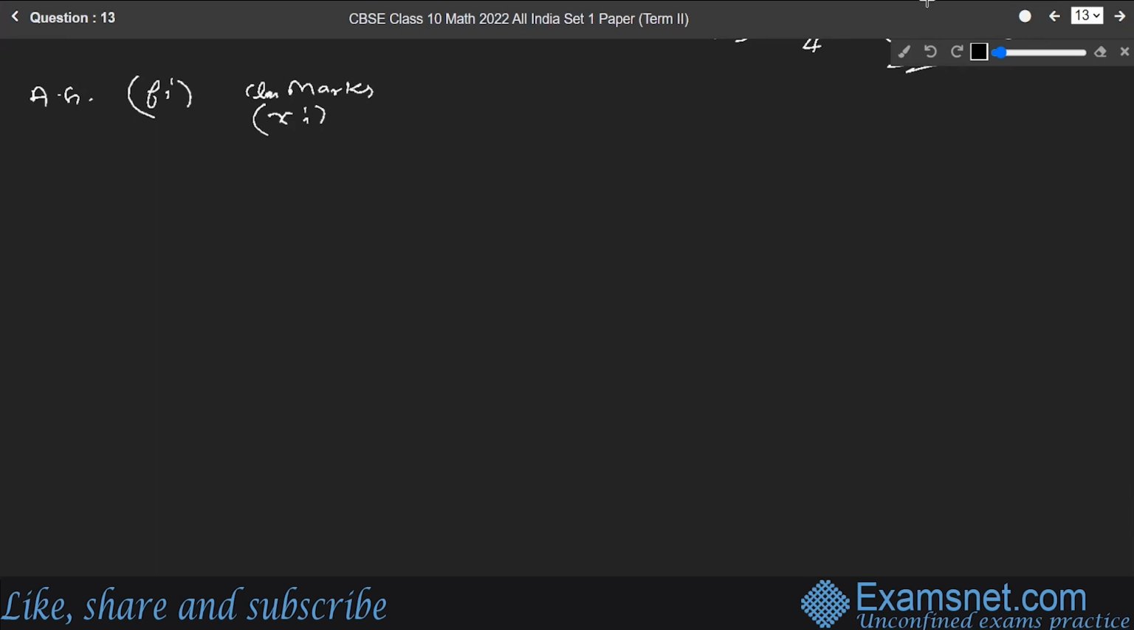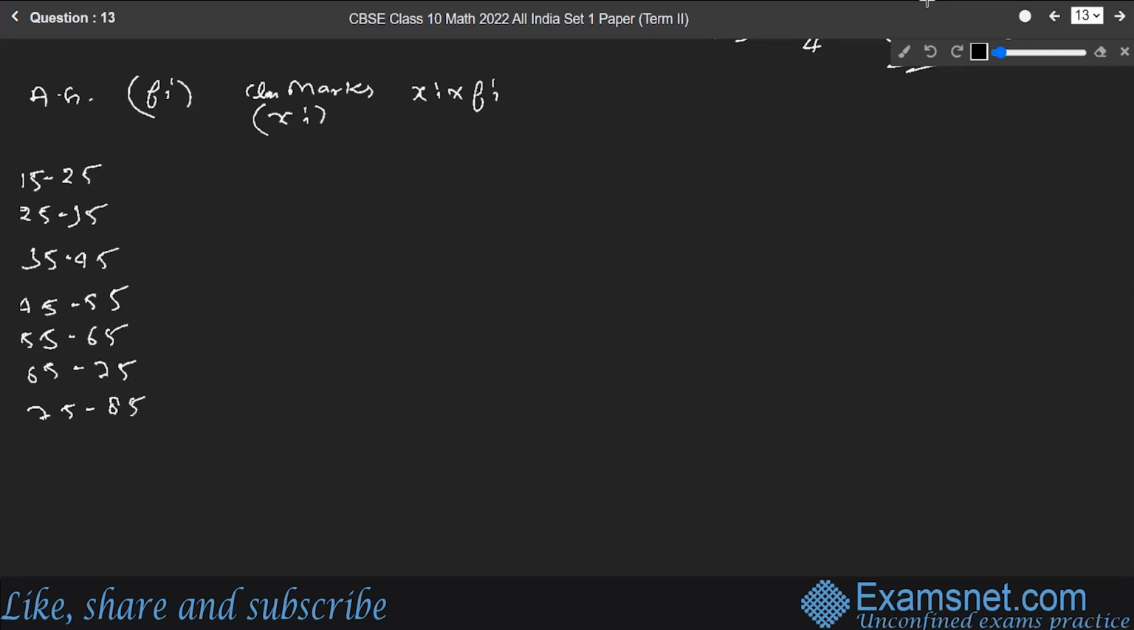So we are supposed to do the class marks, and then we do the product of this Xi and Fi, the final column. So age groups are the same: 15 to 25, then 25 to 35, 35 to 45, 45 to 55, 55 to 65, 65 to 75, and 75 to 85. These are the same age groups. The normal values given in the question itself are 8, 10, 15, 25, 40.